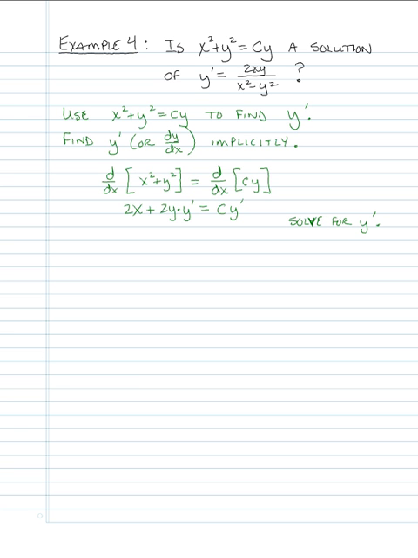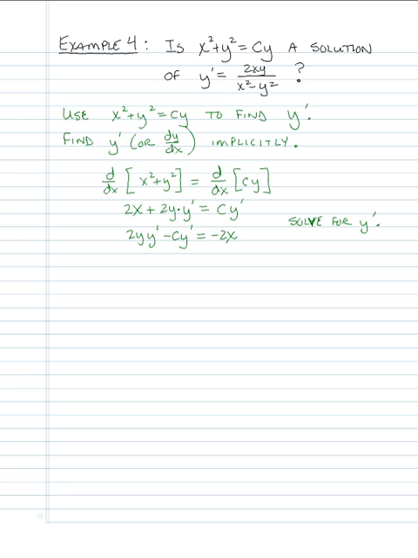So we need to get all the terms that involve y prime on one side and all the terms that don't involve y prime on the other. So we'll subtract 2x from both sides, and we'll subtract cy prime. So it'll look like 2y y prime minus cy prime, that we subtracted on both sides. And when we subtract 2x on both sides, it'll look like it is equal to negative 2x.